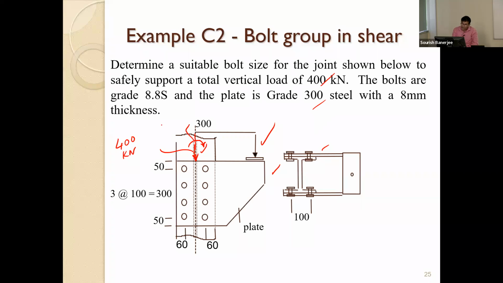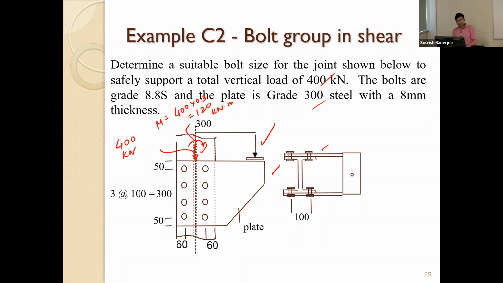And then you have a bending moment, where the moment is given by 400 times 0.3, which is 120 kilonewton meter bending moment. Okay, so that's the thought. That means the connection will be carrying 400 kilonewton and the 120 kilonewton meter bending moment.